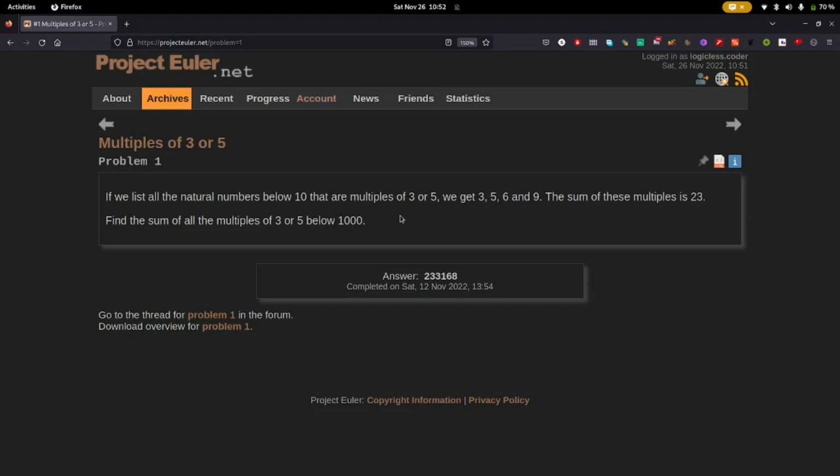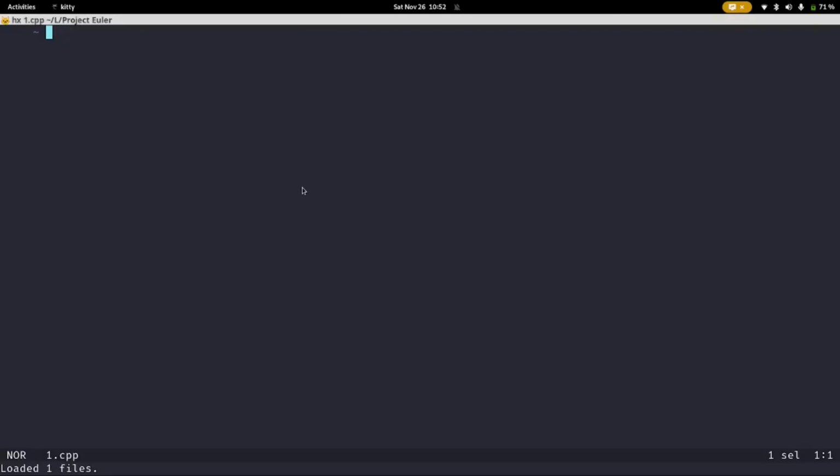There are three ways I can think of to solve this problem. The first one, the most naive way which comes to my mind, is to go through all the numbers from 1 to 1000, and choose the ones which are either a multiple of 3 or 5 and add them to a number which keeps the sum of these numbers.